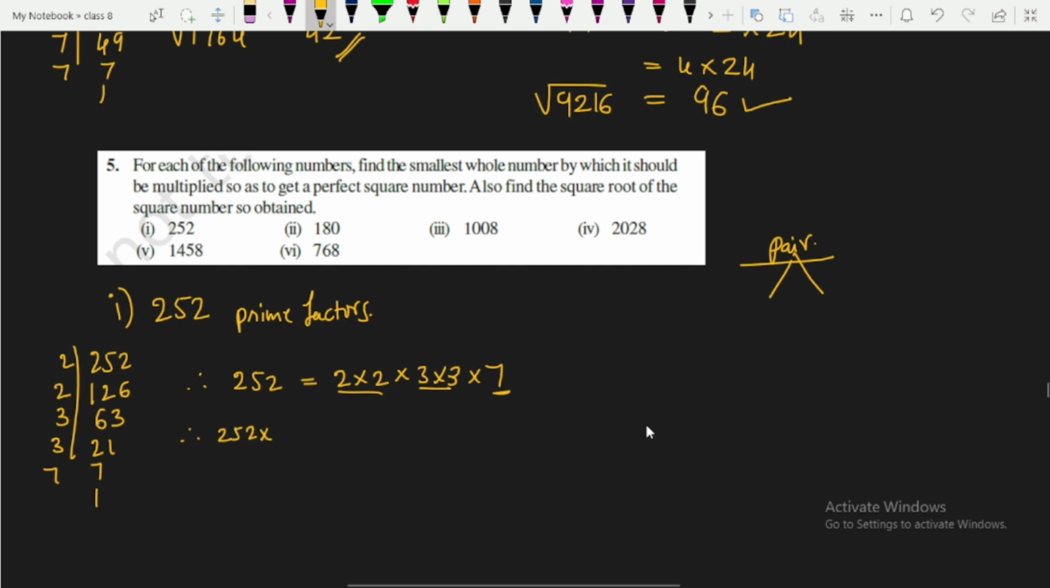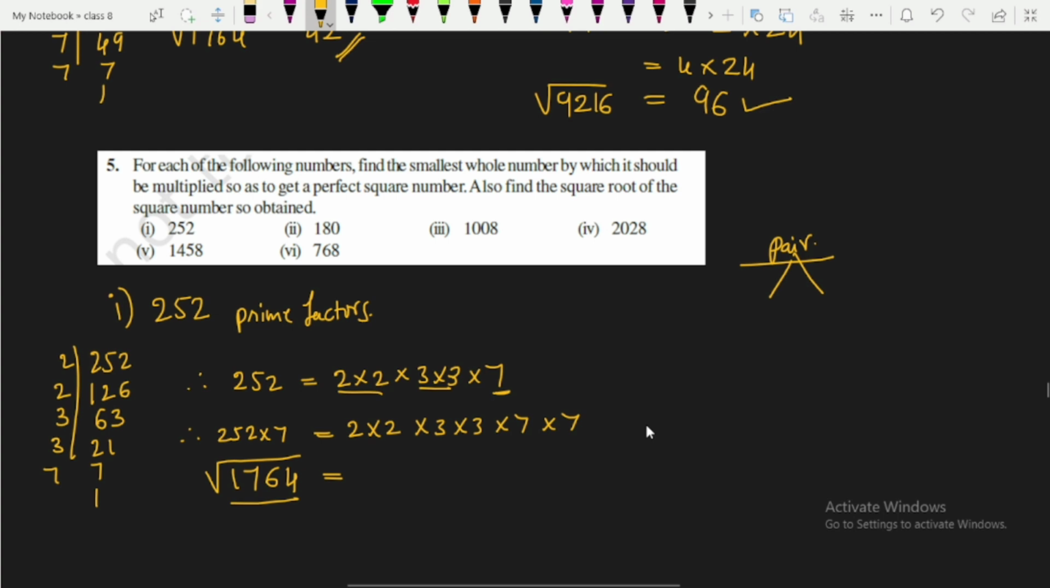So 252 into 7, and here 2 into 2 into 3 into 3 into 7 into 7. Now 252 into 7: 7 2s are 14, 7 5s are 35 plus 1, 36, 7 2s are 14 plus 3, 17, so 1764. When you multiply by 7, you get 1764. You obtain a perfect square number here.